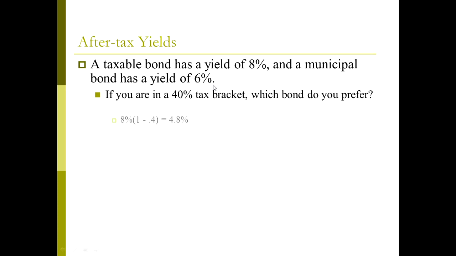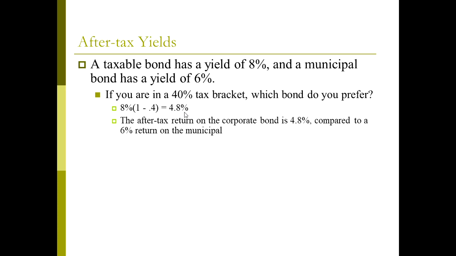So first of all, you need to calculate, if you purchase the taxable bond, what is the after-tax return you get? So 8% times 1 minus 40% tax rate equals 4.8%. So that is your after-tax return on the taxable bond. Comparing to the 6% return on the municipal bond, which is tax-free, you will prefer the municipal bond.